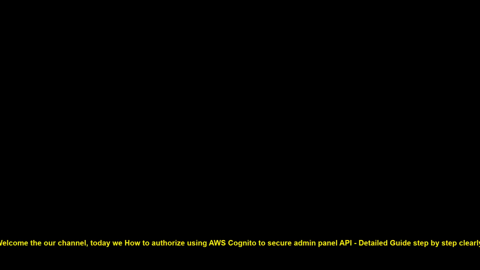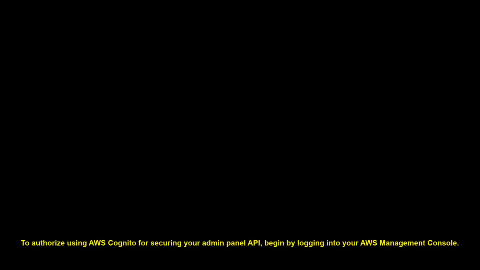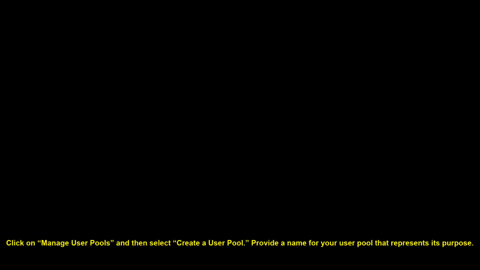by step clearly. To authorize using AWS Cognito for securing your admin panel API, begin by logging into your AWS Management Console. Navigate to the Amazon Cognito service from the dashboard. Click on Manage User Pools and then select Create a User Pool. Provide a name for your user pool that represents its purpose.